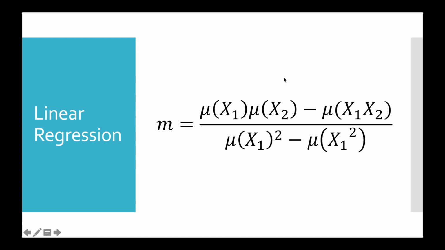There are several ways to calculate this m coefficient. The first one is to take mean values of x1, multiply them by mean values of x2, then minus mean values of x1 and x2 multiplied, and divide all this by squared mean values of x1 minus mean values of x1 squared. But this method is not very efficient and time-consuming. That is why in practice people use estimators. We'll also use one of them, which is called ordinary least squares method.